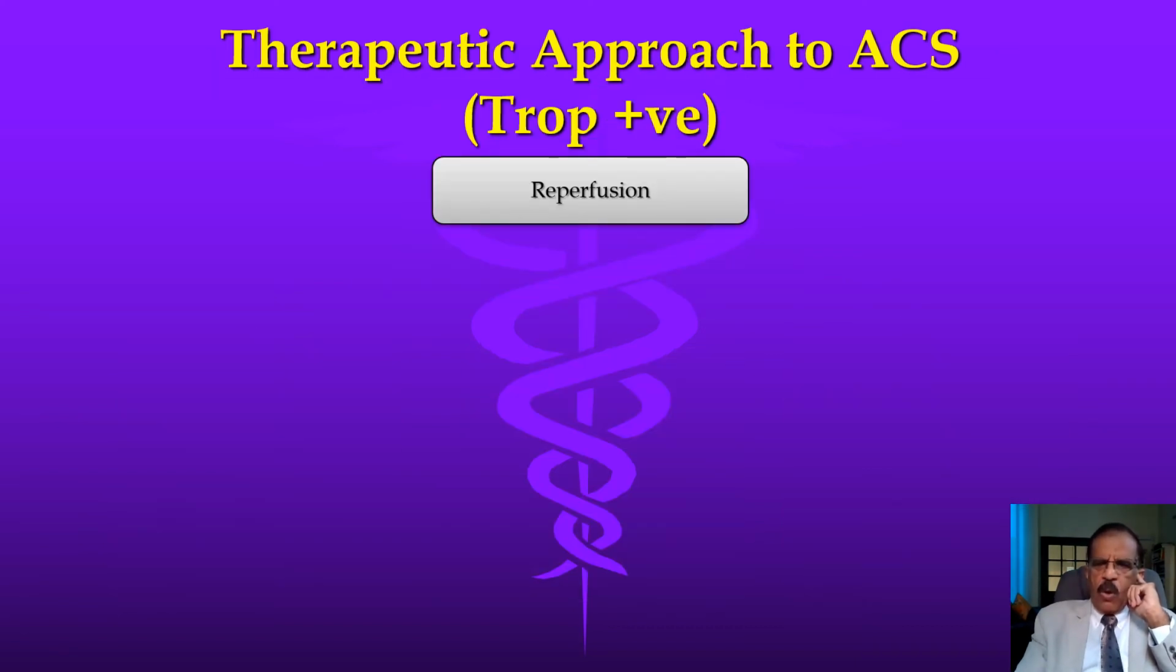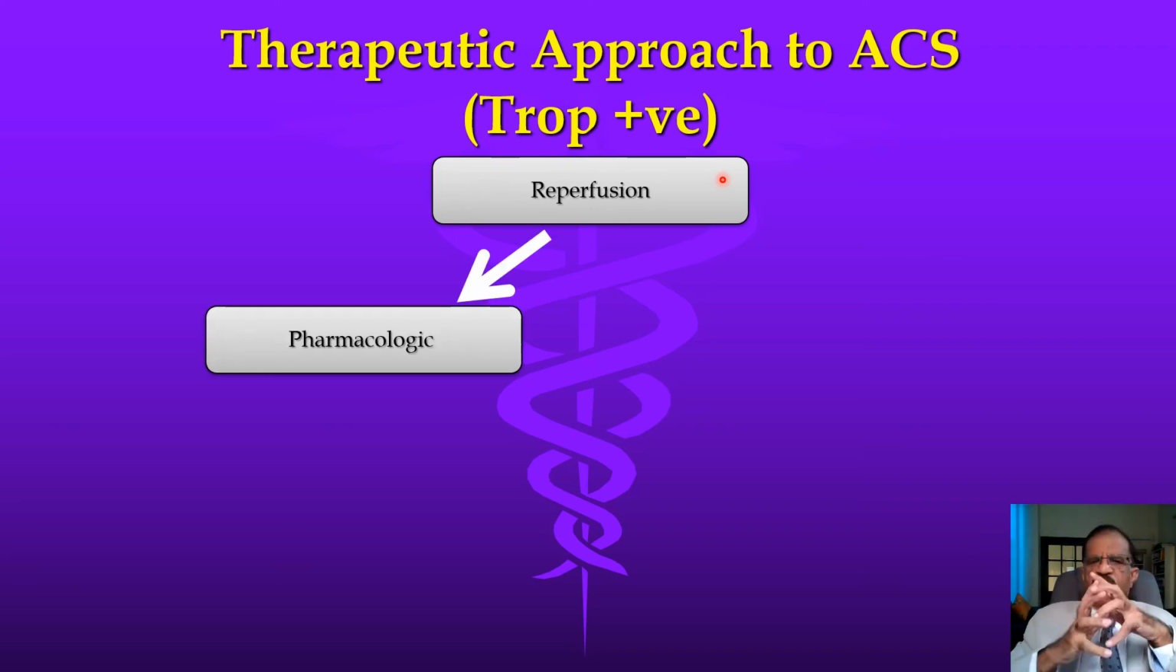Now reperfusion, how could we do reperfusion? There was a time when we did not have this concept of reperfusion. Because at that time we did not have the means of reperfusion, we would just wait for the natural healing of the wound, look for any complications, and treat them if any arose. But now the treatment of acute coronary syndrome has become much more aggressive. We actively try to reperfuse the ischemic myocardium by using different strategies.